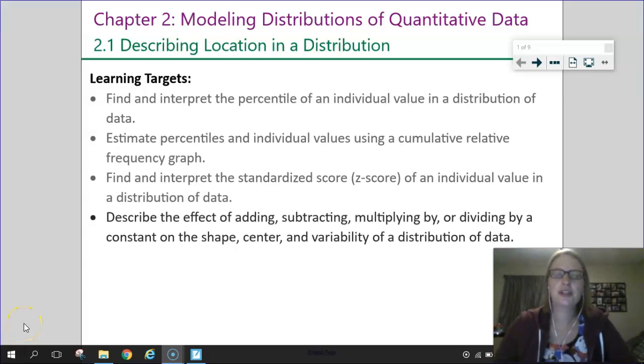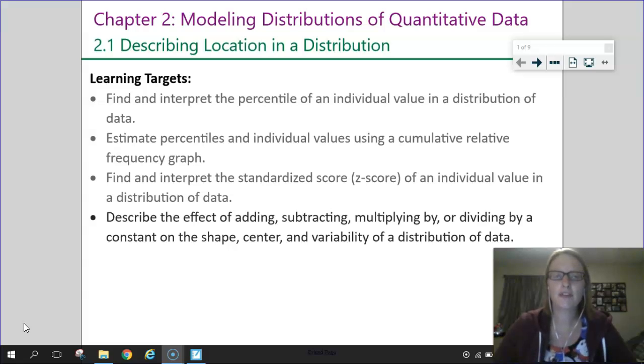Hi everyone, these are your 2.1b notes describing the location of an individual within a distribution. Last time we talked about how there are two main ways to do that, either by calculating the percentile that individual is at, or by calculating that individual's standardized z-test score.